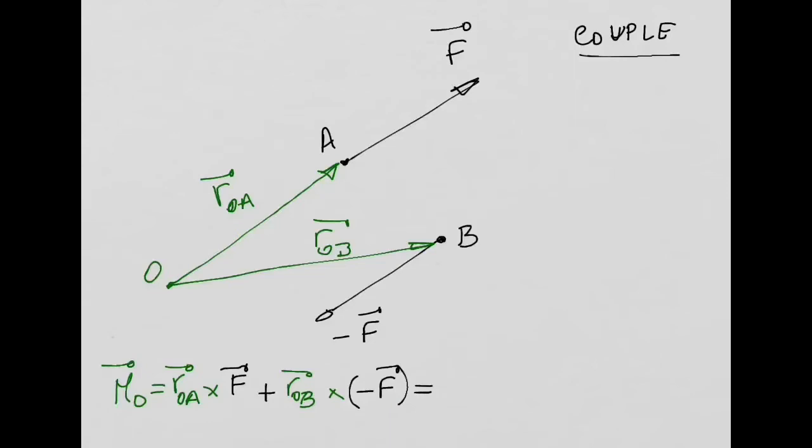So, I have two forces here, F and minus F. I want to calculate the moment about point O. I just need to add the contribution of my force F to the moment plus the contribution of my force minus F to the moment, right? And now I can work this a little bit. I will have ROA minus ROB. So I'm sending this minus sign to the position vector. I can do that. And then I multiply this by F. Okay?